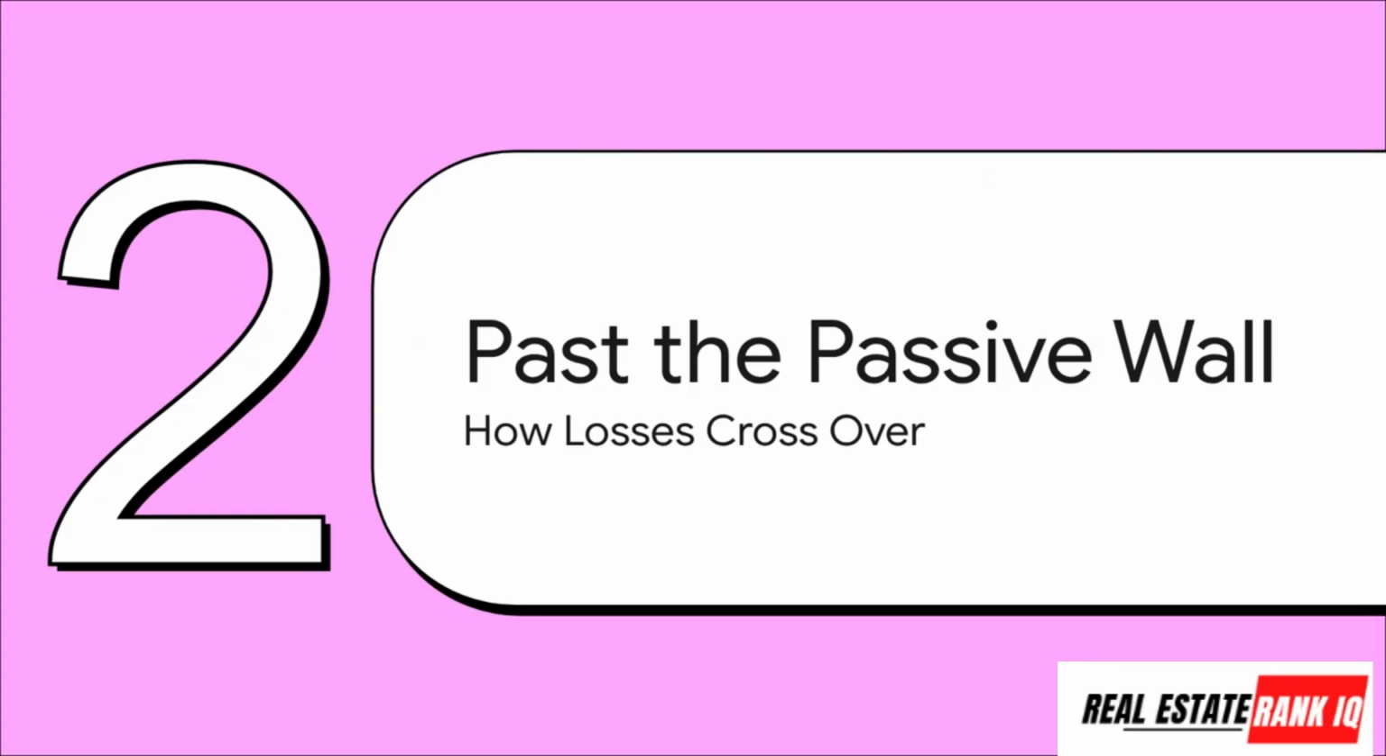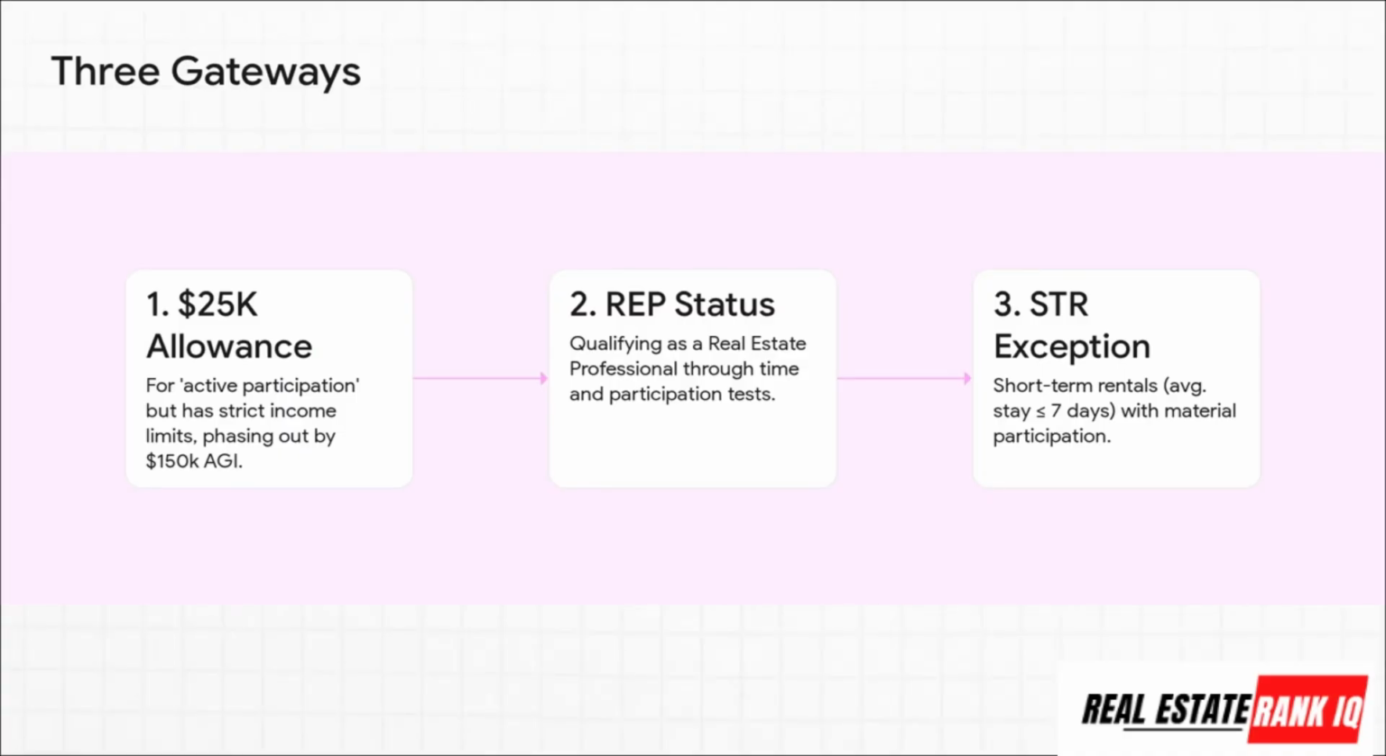And between them is that big wall the IRS built. So, are there any secret doors or gateways through that wall? You bet there are. Essentially, there are three main gateways that let your rental losses cross that barrier. You've got the $25,000 allowance, the real estate professional status, and the short-term rental exception. Now, the first one is, well, it's nice, but for most high earners, it's a non-starter.